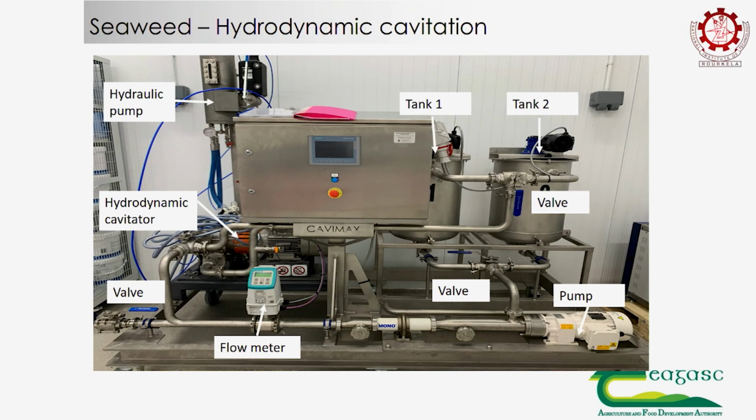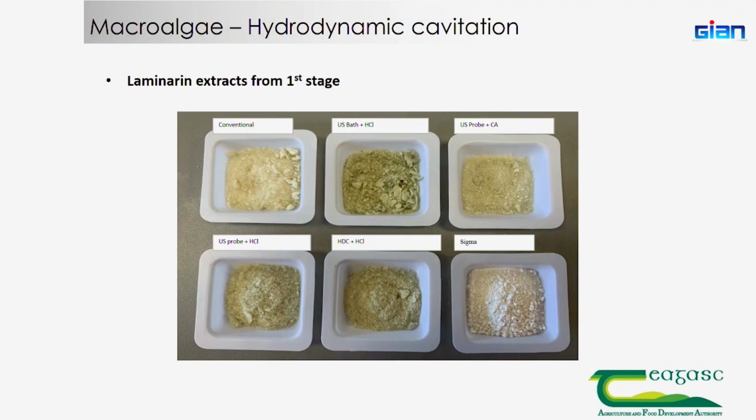So, this is again the tank which I already explained to you. Now, these are the extracts which are obtained directly: conventional, ultrasonic bath, and hydrochloric acid with an alternative acid, that is citric acid, and this was a compound purchased from Sigma Aldrich; hydrodynamic cavitation HC, and with the probe and hydrochloric acid. The diagram you saw was all related to hydrodynamic cavitation.